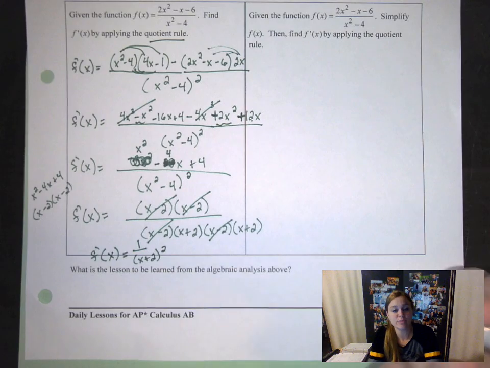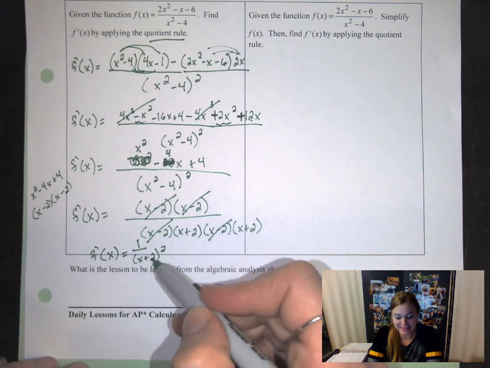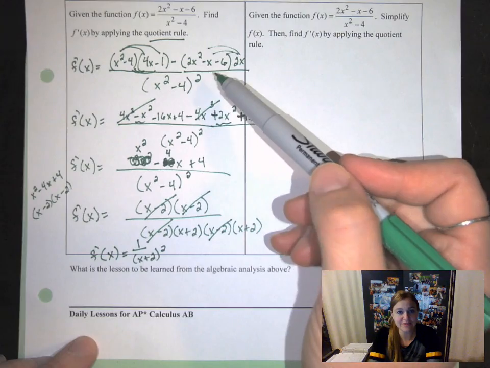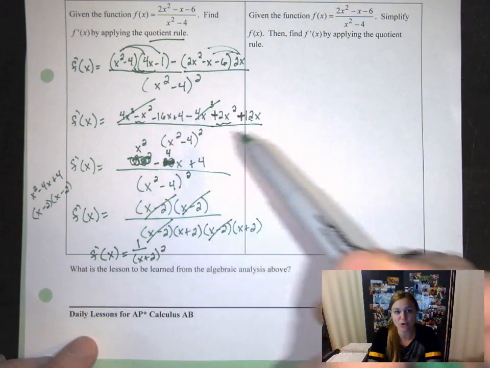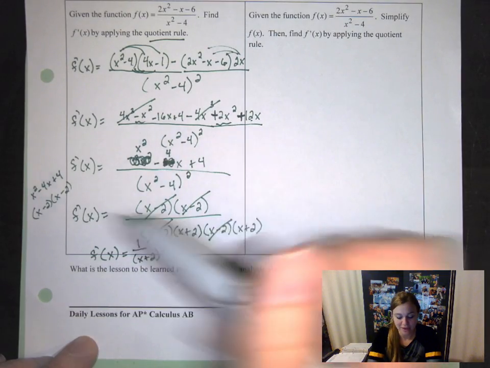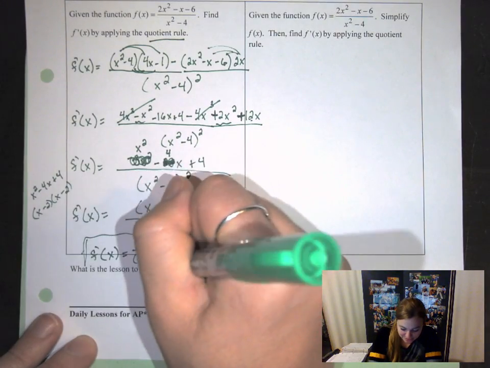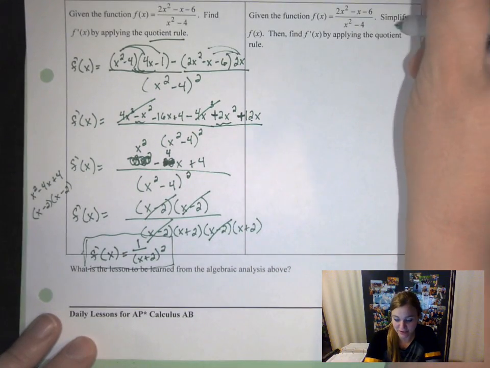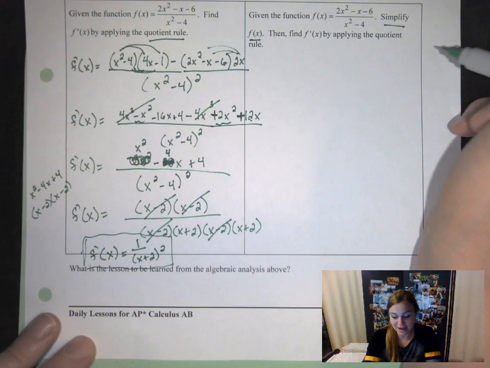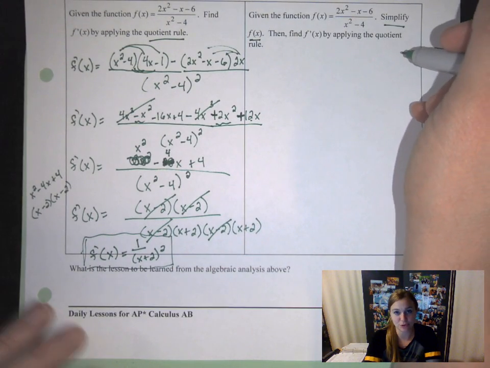So if you had a multiple choice answer, it would be like this, not like this first one. Even though if you were finding the slope of the tangent and you wanted to substitute in, then that would be totally acceptable to use that first one. The valuable lesson in this is found when we do what the directions say over here. It says simplify f of x, then find f prime of x by applying the quotient rule.